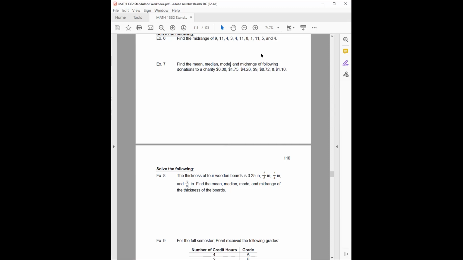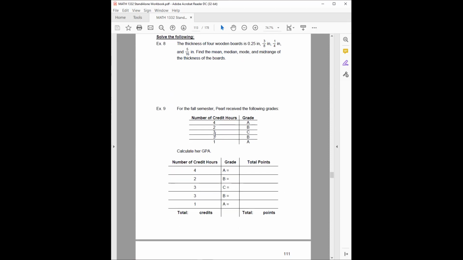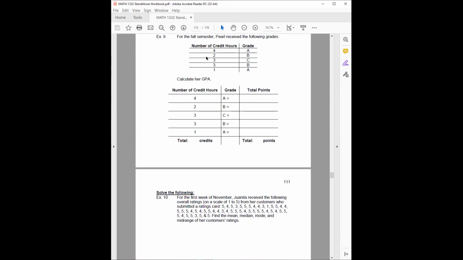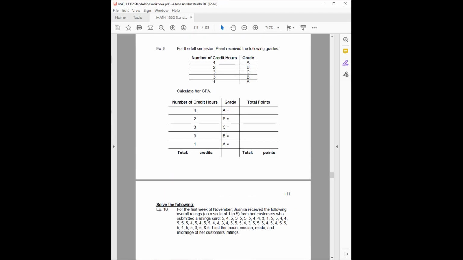Sorry. Okay. Number 8, it wants to know the mean and median of the thickness of boards. It's the same stuff we already did. Calculating GPA. Okay, well, it looks like it could be interesting.